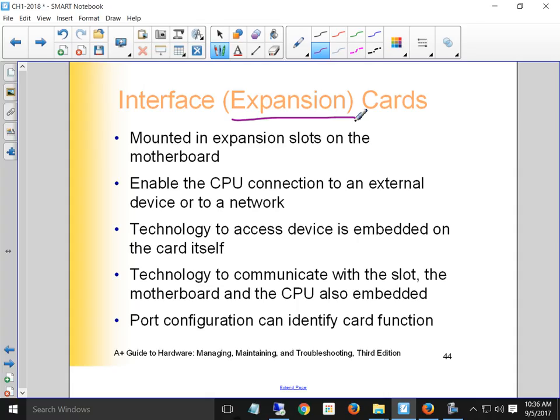It says port configuration can identify the card function. What that means is these ports are already told, the motherboard knows that that is the primary video card slot. And in some cases there's 2, 3, or 4 video cards, but that's the boss video card slot. It already knows that. And your motherboard manual would say, put your video card in here, even though it might fit 3 other places, okay? That's all that's saying right there, is that sometimes the manual or the motherboard itself is already pre-configured to do certain things.